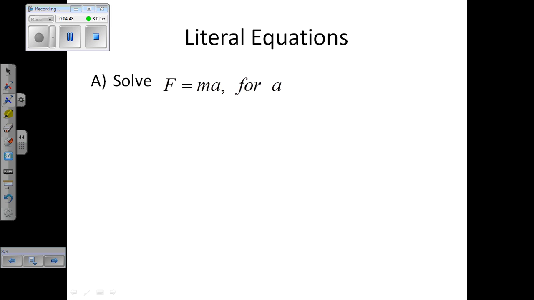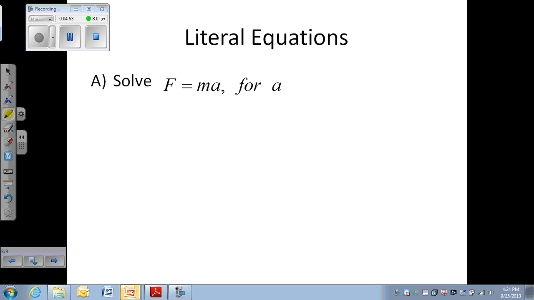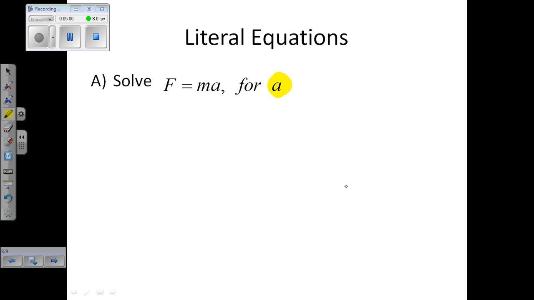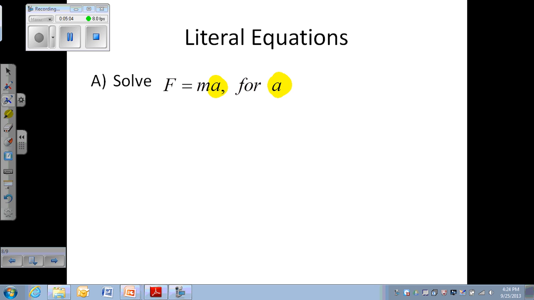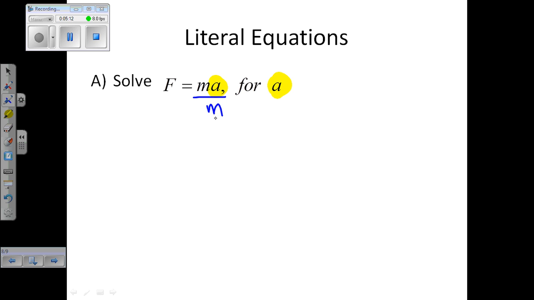So we're going to try solving a few more. Now when you solve a literal equation, they have to tell you what variable you're solving for. So you'll usually see solve this equation for A, which means A is the variable you're interested in isolating. In this case, if I want to isolate A, I need to get rid of the m. Since it's m times A, to get rid of the m, I would need to divide by m.